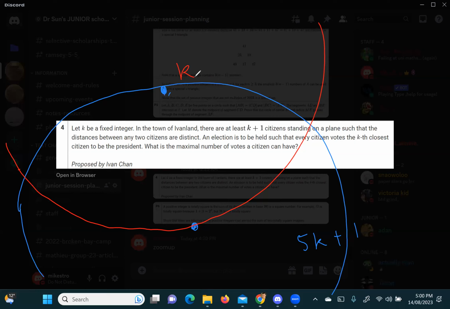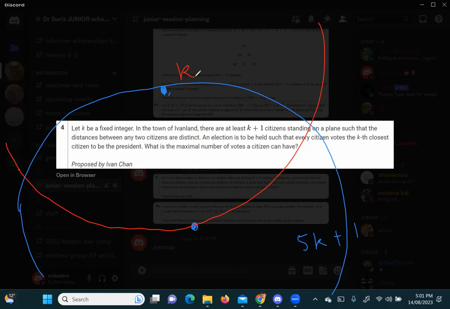So inside the red circle, there's K voters, right? Because for that guy to vote for the president that we want, he needs K people to be in his circle that are closer than the president, right? If there are people outside... Yeah. So those people aren't voters. They don't vote for the president. But outside the blue one.